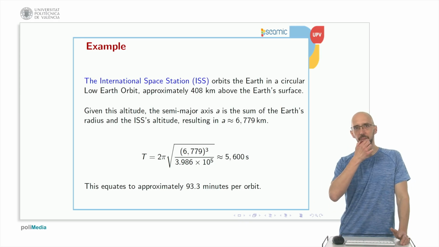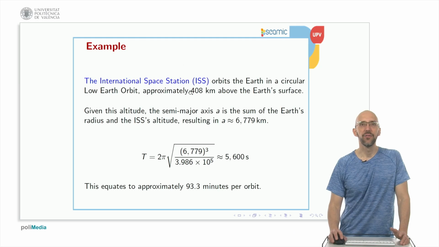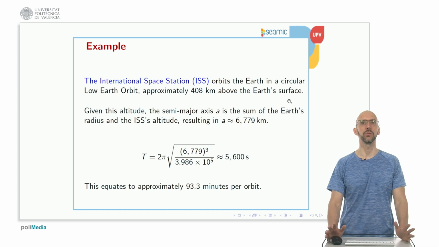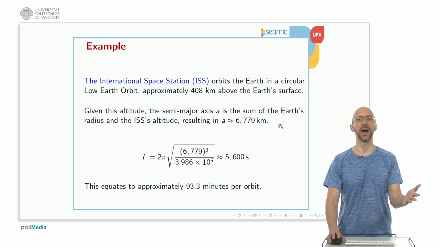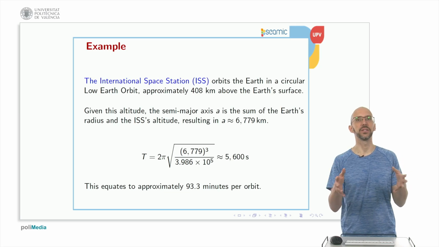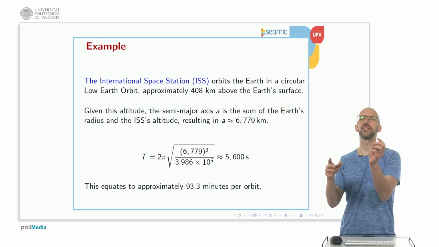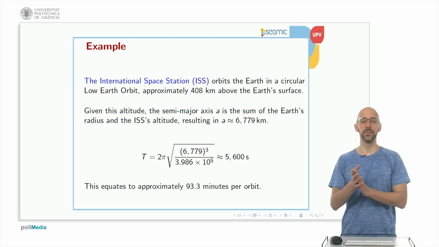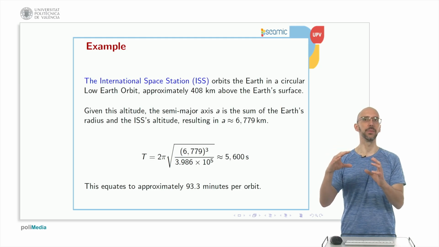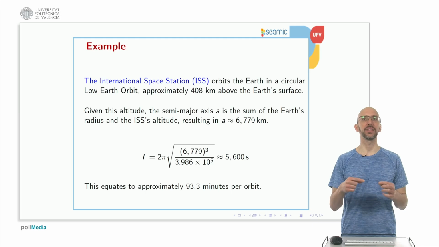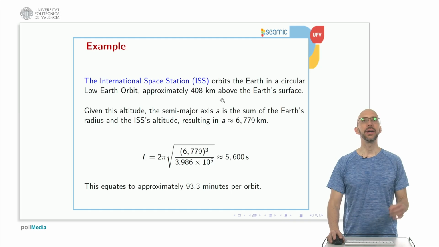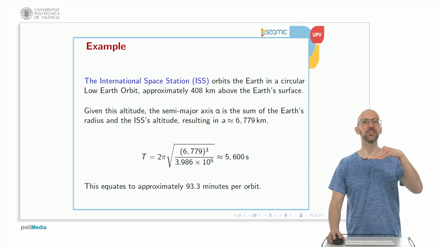But be careful. In this case, it's 400 kilometers above the Earth's surface. Please don't make the mistake of just using the formula writing 400 kilometers. The radius of the Earth is about 6,300 kilometers. So if you just use only 400 kilometers, what you are telling me is that the satellite is orbiting inside the Earth, okay? And that's not possible. So it's 400 above the surface of the Earth.